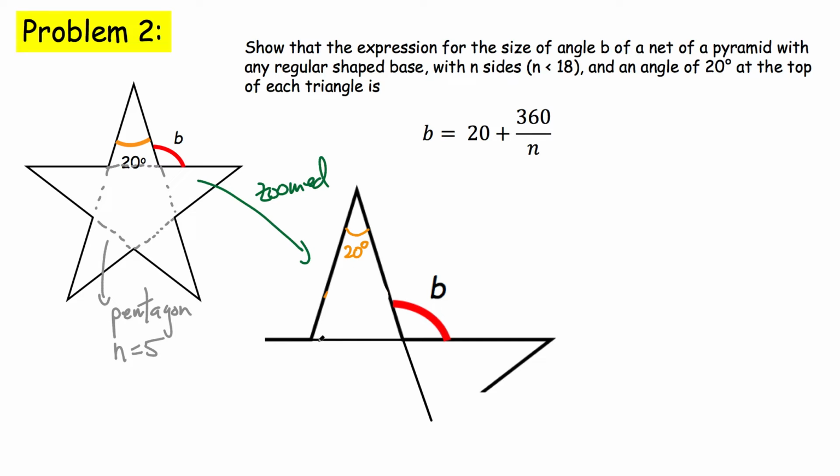Now you can see some shapes that keep popping up here. Here's an isosceles triangle. So let me denote this angle here as X. So this here has to be X. And if it's a triangle, this here must also be X.